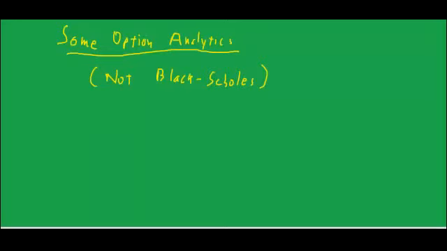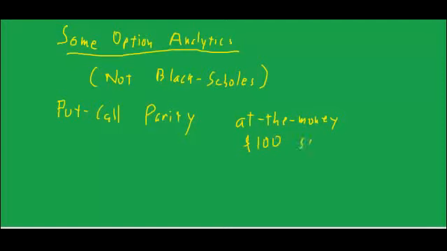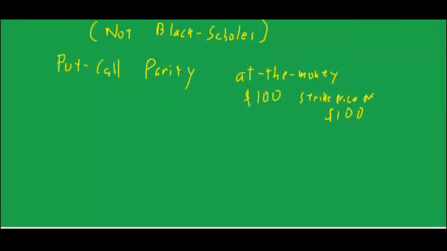And the first thing I want to talk about is something called put-call parity. And that goes as follows. Let's talk about at-the-money options, that'll make it easiest. So that means that if the stock price is $100, then the options have a strike price of $100. And if we're in that kind of environment, then if you have a call option, you have all the upside and none of the downside.